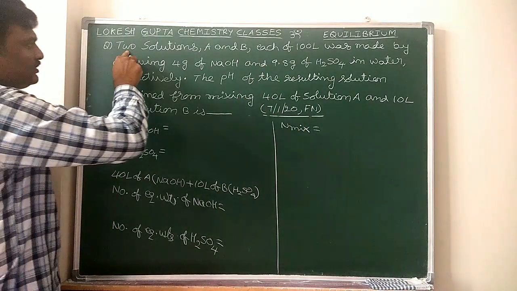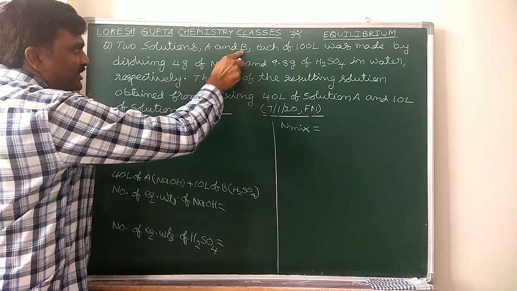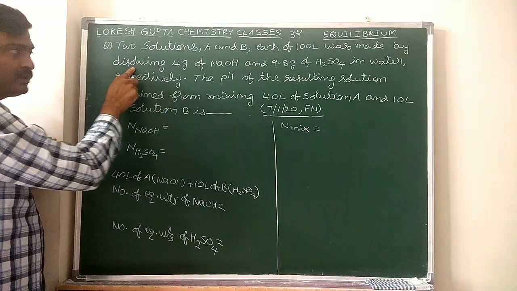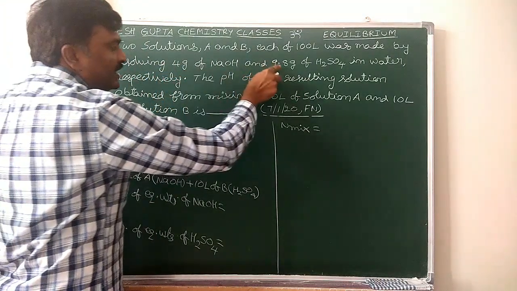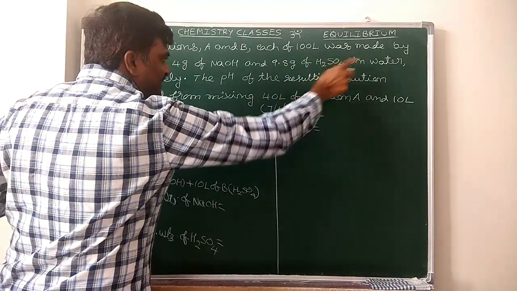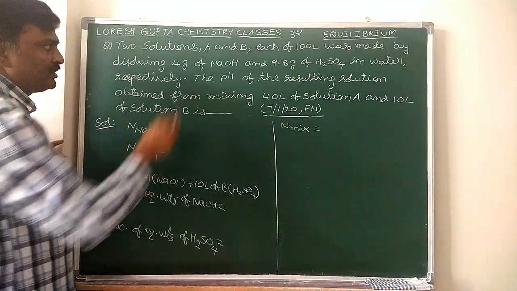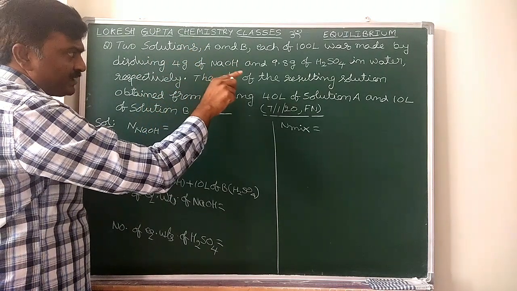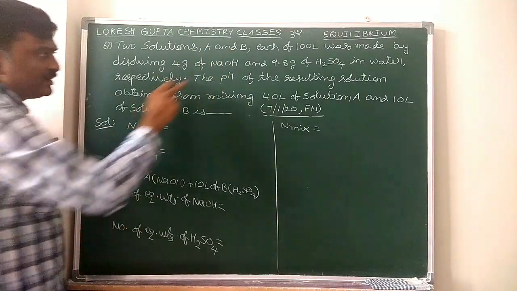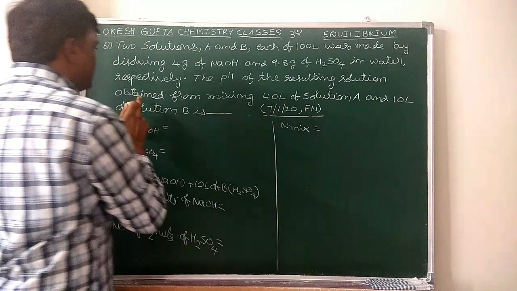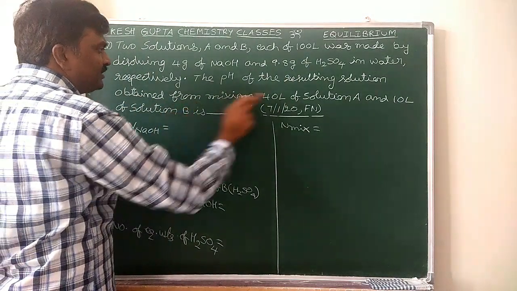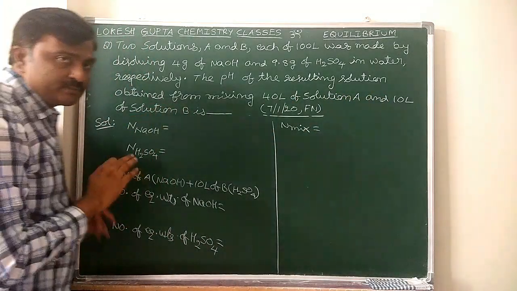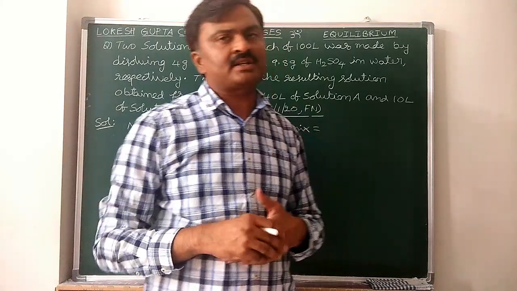The question is: two solutions A and B, each of 100 liters, were made by dissolving 4 grams of NaOH and 9.8 grams of sulfuric acid in water, respectively. That is, 4 grams of NaOH in 100 liters, and 9.8 grams of H2SO4 in 100 liters. The pH of the resulting solution obtained from mixing 40 liters of solution A and 10 liters of solution B is... Here, what is the concept?